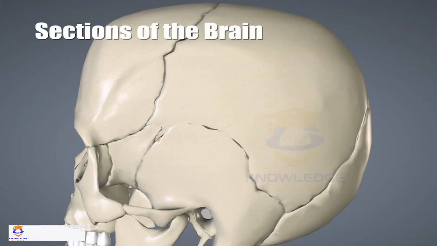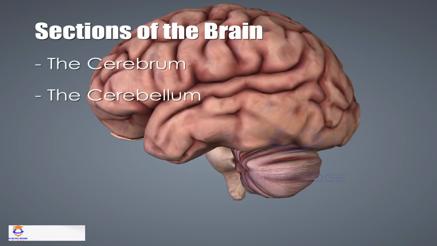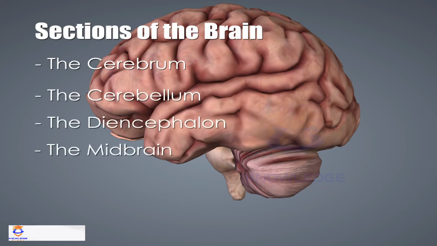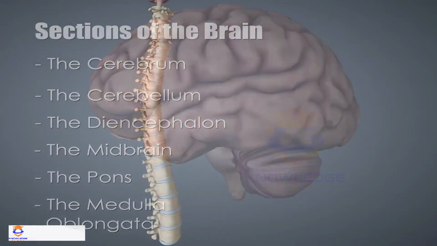The brain is found within the skull or cranium, and it is made up of 6 main sections. These 6 sections are the cerebrum, cerebellum, diencephalon, the midbrain, pons, and the medulla oblongata.